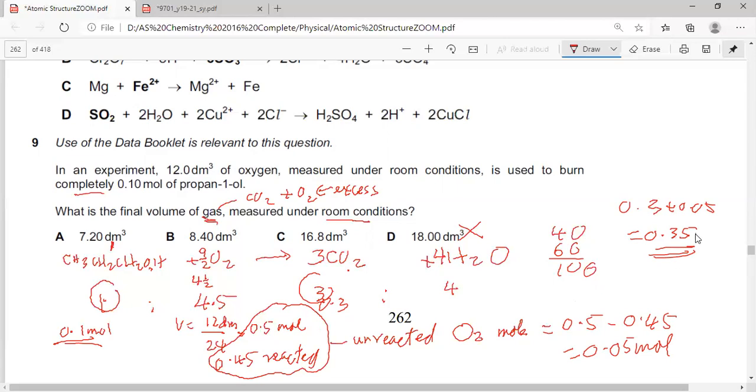Okay, times what? Times 24. Yes. So times 24, how much is it? It equals 8.4 dm cube. I've done all my work already, which is 8.4. Okay, go ahead and try it.